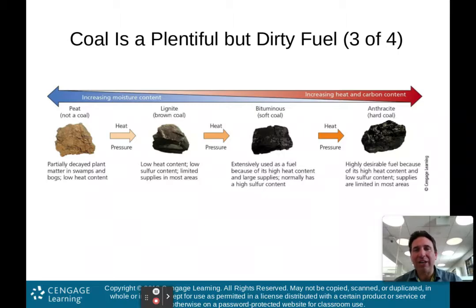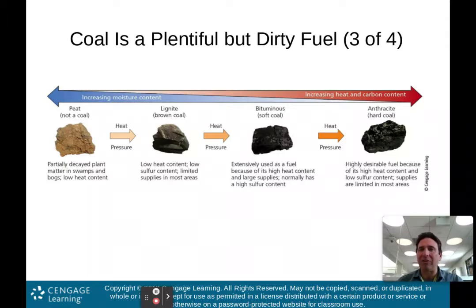brown coal. Then you have bituminous coal, which we call soft coal. This is extensively used as a fuel because of its high heat content and large supplies, but it normally has a high sulfur content. So again, now you're releasing a lot of sulfur into the air when you burn this bituminous coal or soft coal.